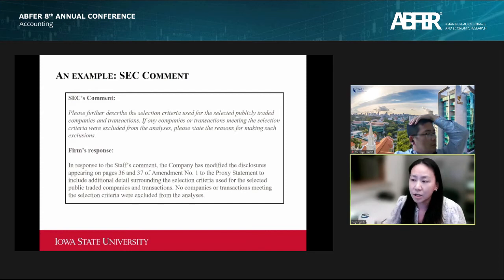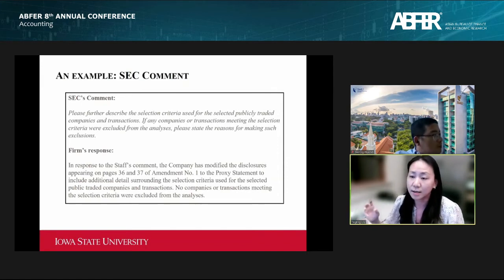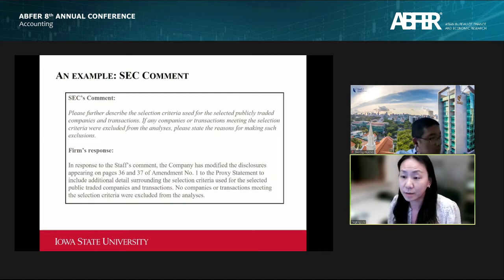disclosure, saying you need to further describe the selection criteria, because that valuation range is based on a specific valuation technique called comparable company analysis, right? You need to disclose the identity of the comparable firms and how exactly you chose those publicly traded firms as comparable firms. What are the selection criteria? And are there any firms that actually meet that selection criteria but are not included in your analysis?